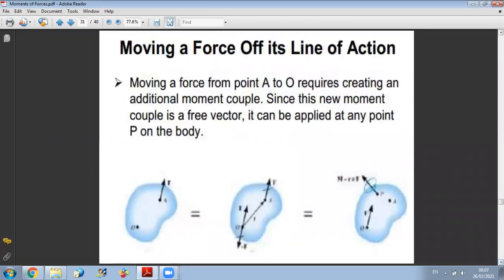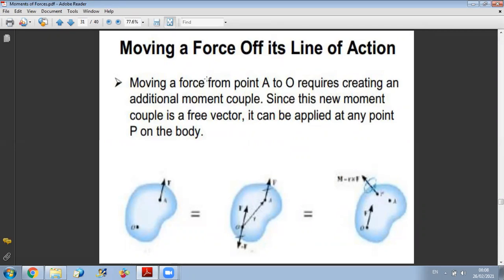So now, if I move the force, where do I use that? We will see, we will do a lot of examples. In general, we use this technique when we want to reduce a system of forces to one point.